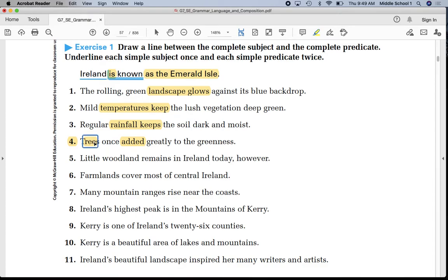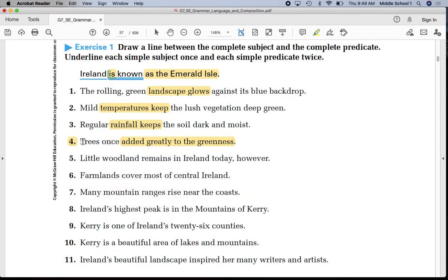I want to look especially at the word once. Sometimes I have adverbs in the sentence. We'll talk about adverbs in more detail later in the year. But when I have an adverb, how did they add? They added once. The adverb goes along with the verb. This is an exception to the rule. My line goes between trees and once.